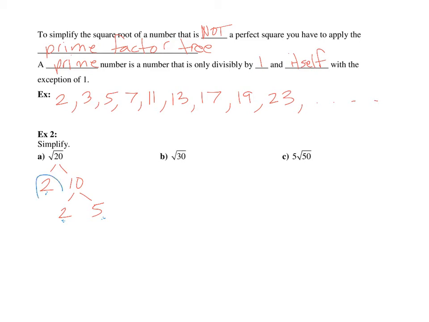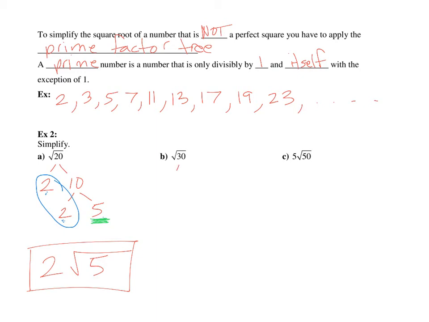All right, so here I have a pair of primes. And then here I have this prime just by itself. Now whatever number you have a pair of, that number comes out of the square root. So we pull a 2 out, and if there's no pair of 5s, the 5 stays inside the square root. And that's your final answer. That's how you simplify it.